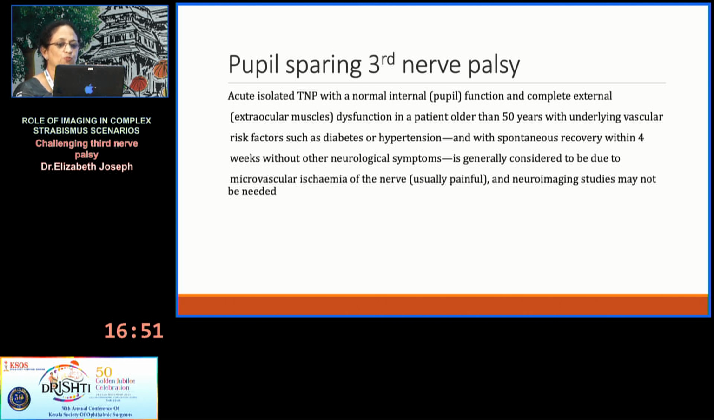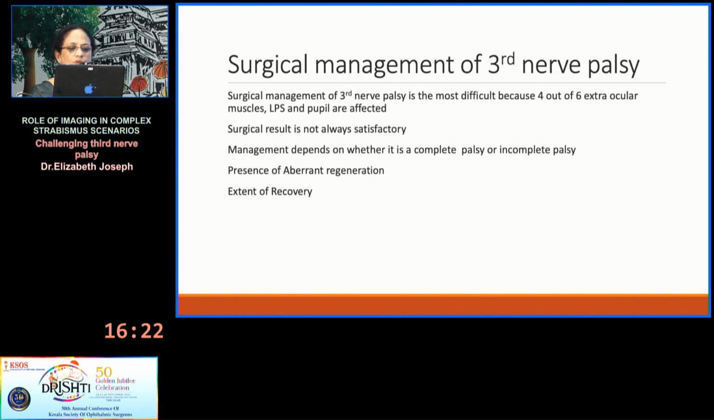A word about pupil sparing third nerve palsy. Isolated third nerve palsy with normal pupillary function is more or less benign, and it's usually due to ischemia seen in conditions like diabetes and hypertension. In pupil sparing third nerve palsy, if there are no other neurological symptoms, you can give a good prognosis and conservative management. Most often that will recover. And for those cases which are not recovering, we have to think about surgical management.